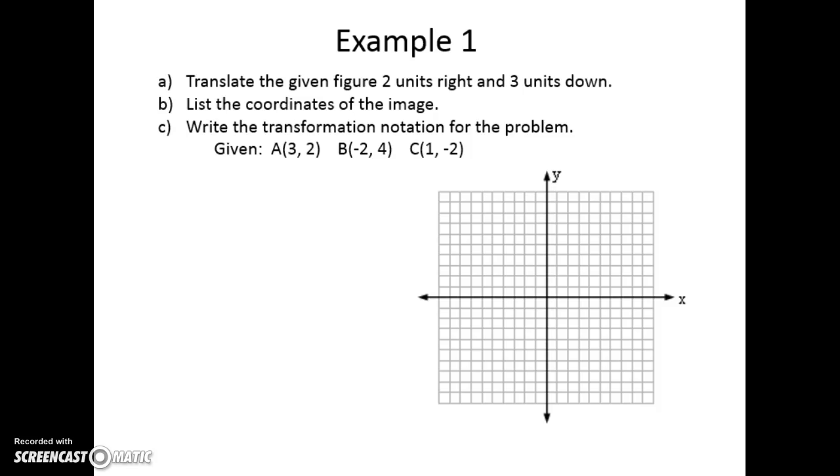So let's take a look at some translations. So we want to translate the given figure 2 units right and 3 units down, and then we want to list the coordinates of the image, and then write the transformation notation for the problem. So first let's plot our points. So A is 3, 2, which is right here, and then B is negative 2, 4, which is here, and then C is 1, negative 2, which is here. So this is our pre-image. And if we want to connect them to see this triangle, that would be fine.